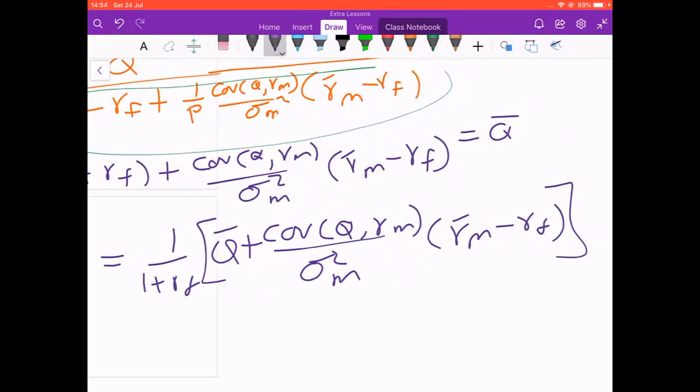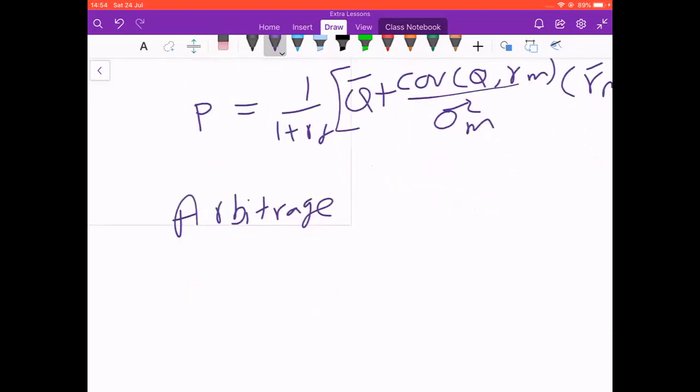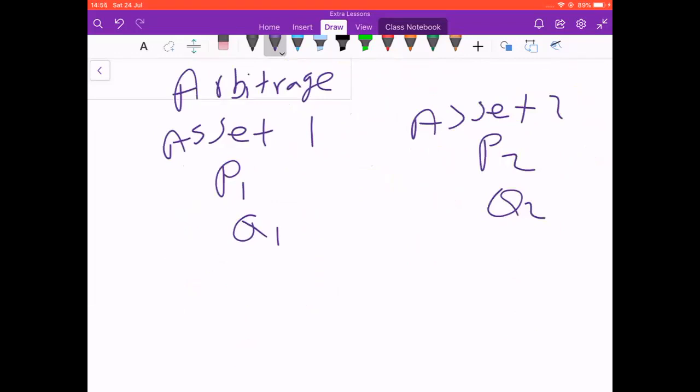So this concept of certainty equivalence, you're mostly going to use it to see whether there is an arbitrage opportunity or not. So this formula will tell you that. Let's say maybe you have two assets, asset 1 and asset 2. Asset 1 has price P1 and asset 2 has price P2, with payouts Q1 and Q2. So to find the price of the combination of these two assets, let's say you combine them together.